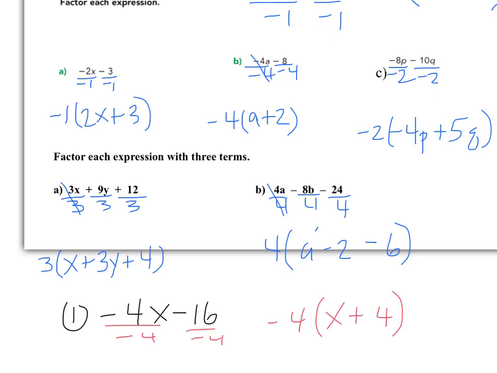All right, so for each of those, you're going to take out a group of negative 4. So my GCF is negative 4. Negative 4x divided by negative 4 is x. Negative 16 divided by negative 4 is positive 4. Okay? So that is your notes.